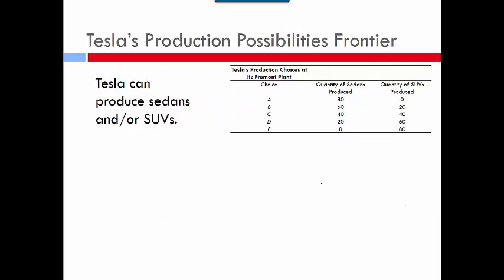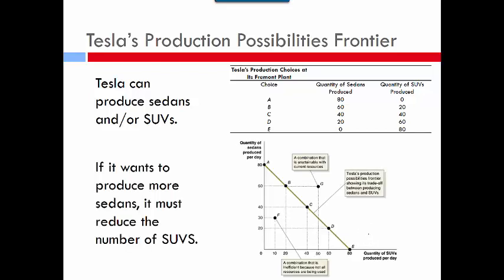Now, this is an example out of the book, and this shows a plant for Tesla, and they can produce sedans or SUVs. And so these are the 5 points, very similar to the ones we just did. And if we graph them, they look like this, okay? They can produce 80 sedans or 80 SUVs or some combination of the two. And so any point on here is efficient.